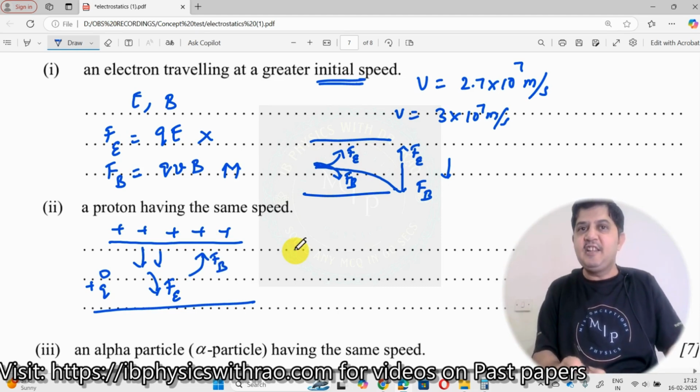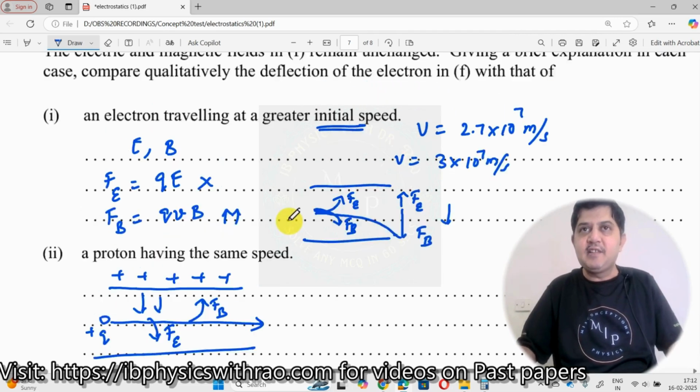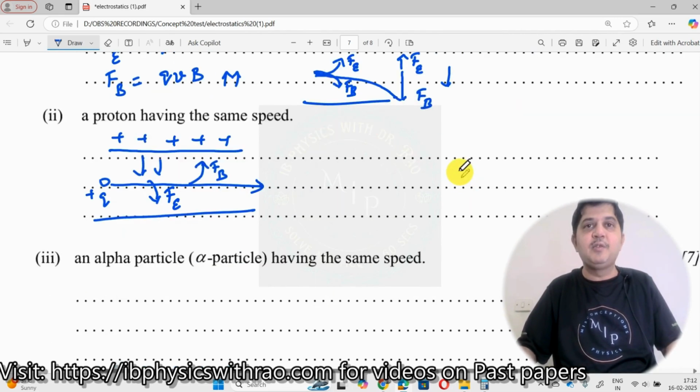Now will the FB and FE be equal? Will it go still straight like this or will it come down? That's the question here. Let us read the question. So compare qualitatively the deflection of the electron. He is asking you about the deflection.